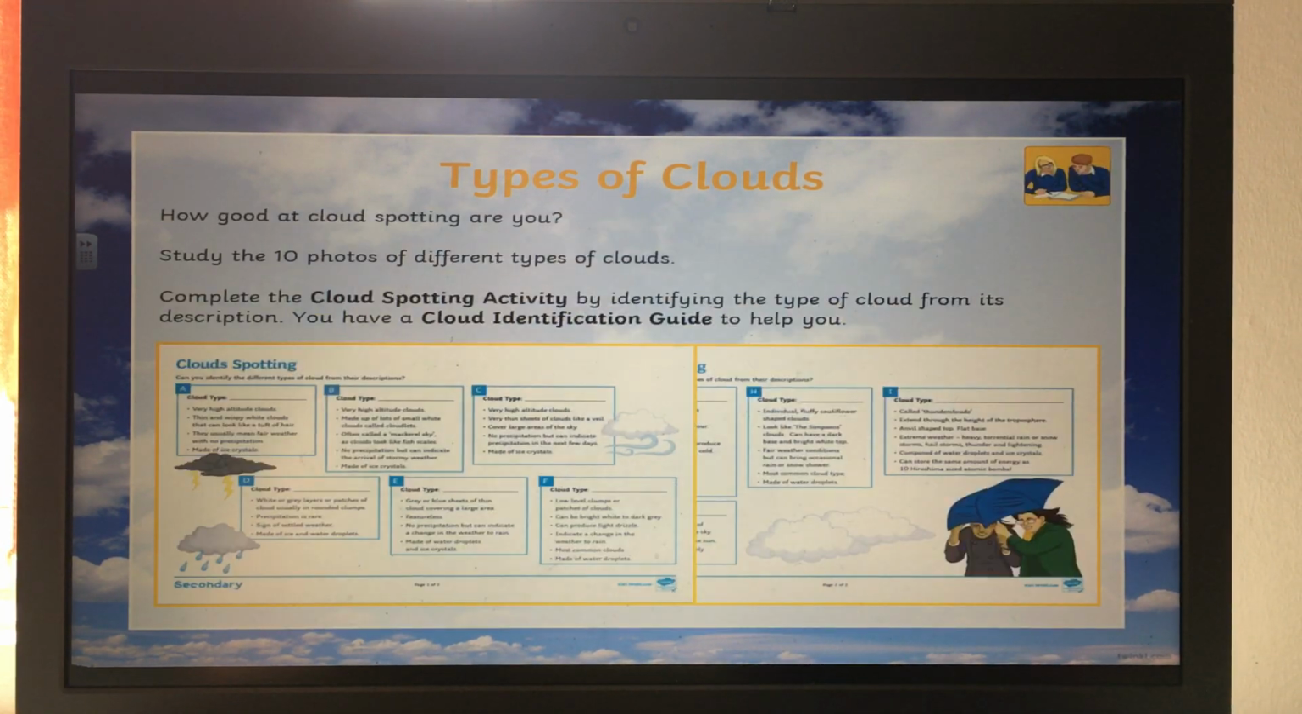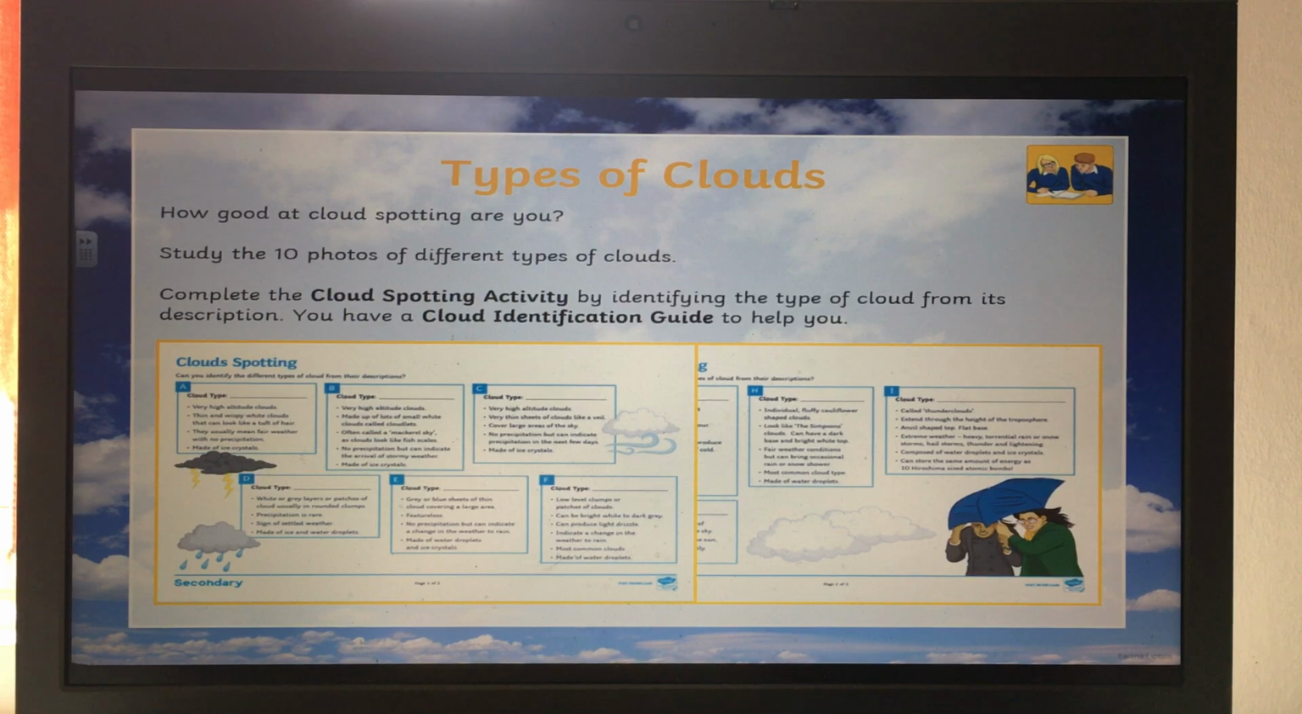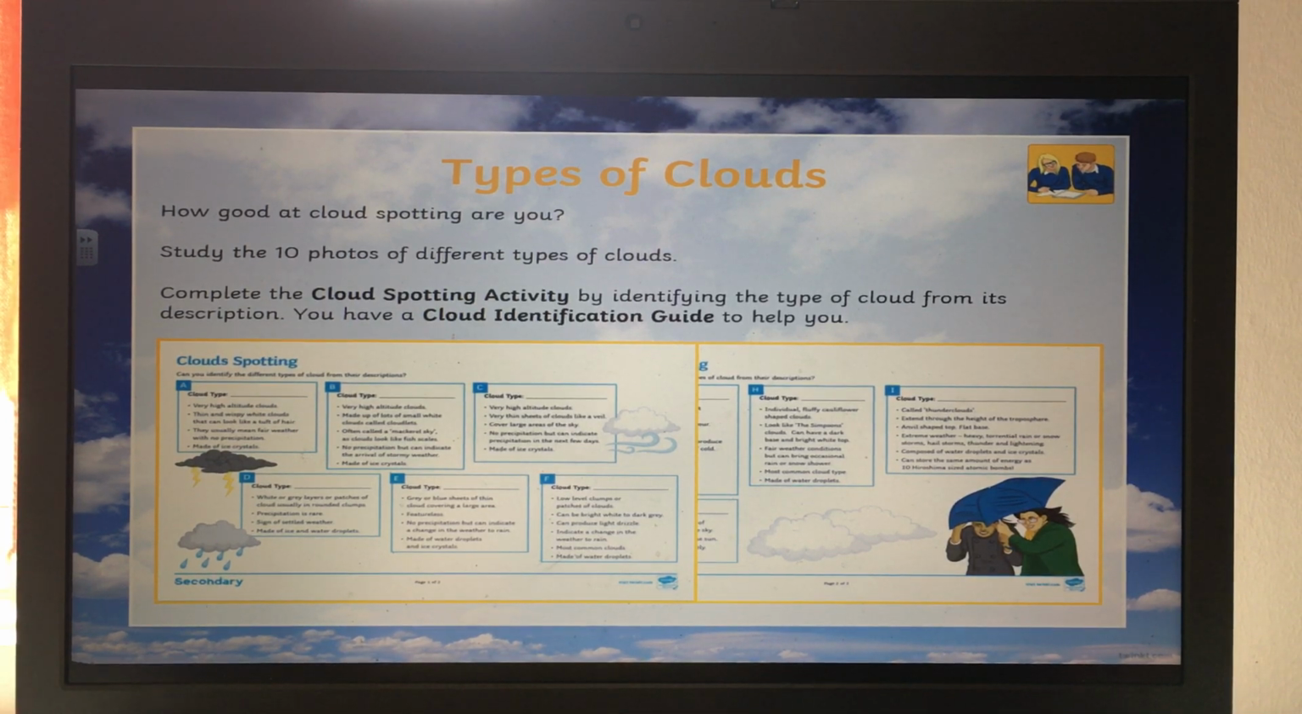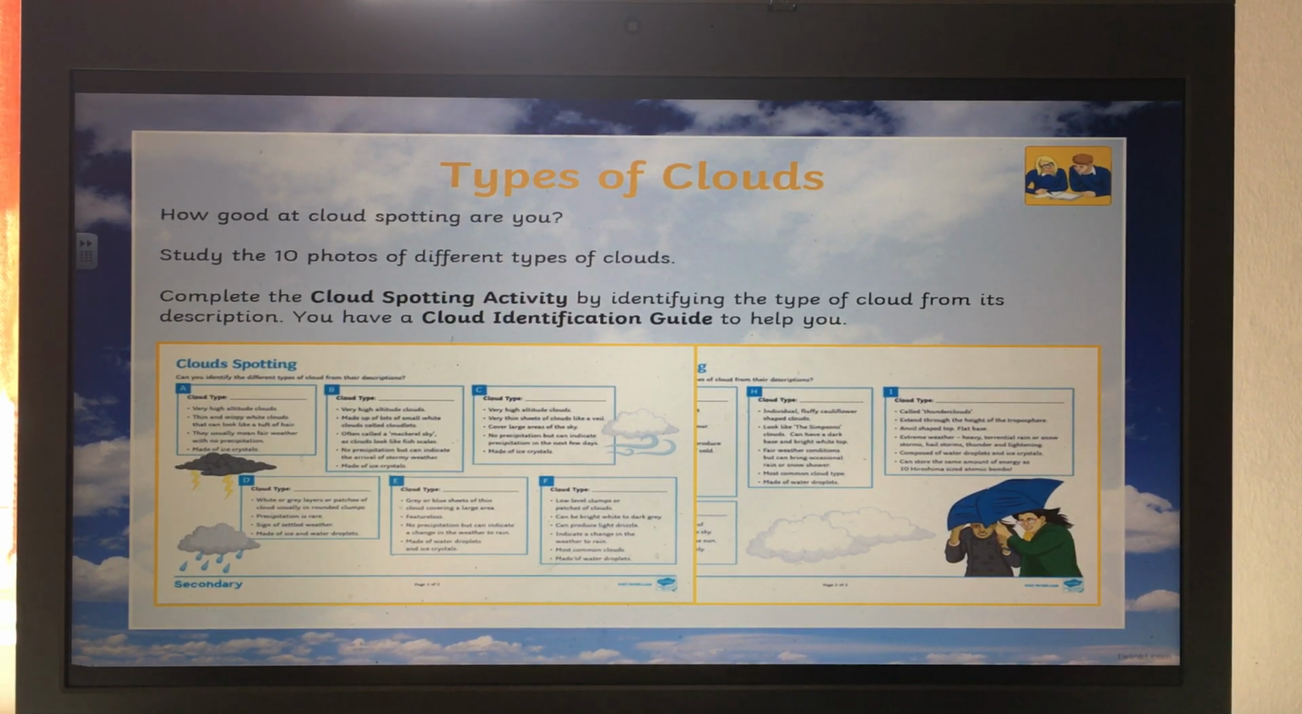Now, you might notice on the resource that's downloadable, you don't have to use this resource, that's not today's activity, but if you want to, it's a really nice thing to have a go at. The resource is to look at the sky on different days and spot what clouds you can see. So you're going to study the sky and identify different types of cloud.